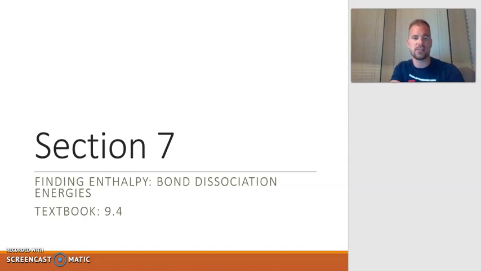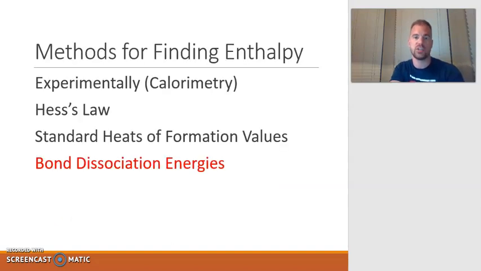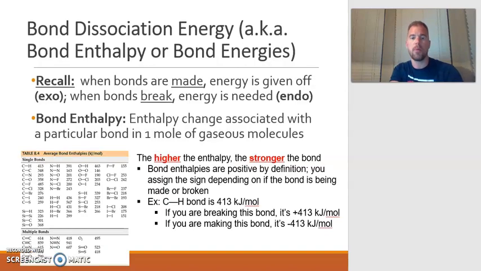We come to our last section in topic 12, which is section 7, continuing to find enthalpy in the very last and final way, which is using bond dissociation energies. So bond dissociation energies are very, very similar to lattice energies, which we learned in topic 5.